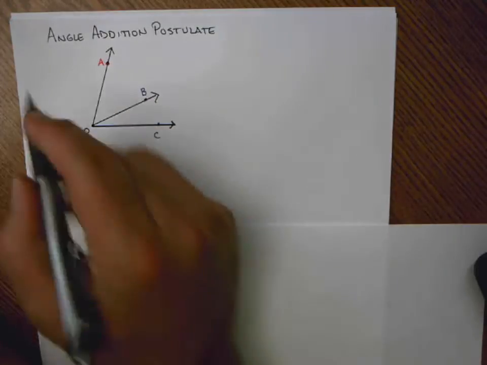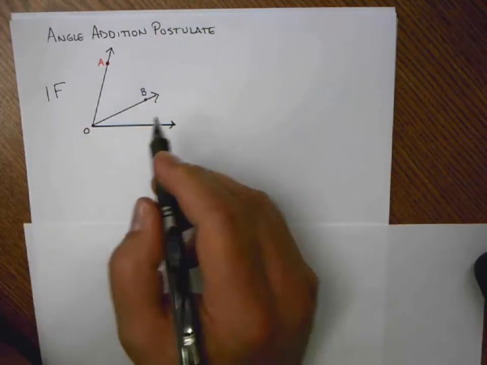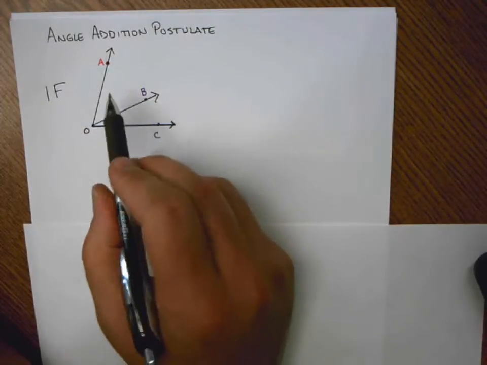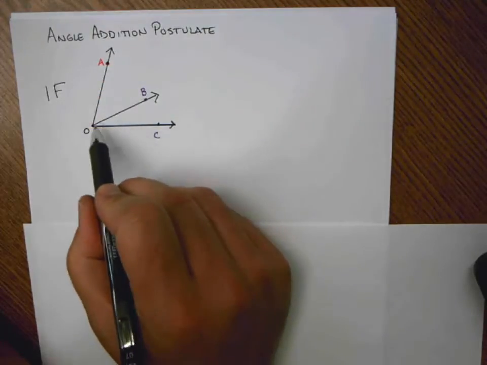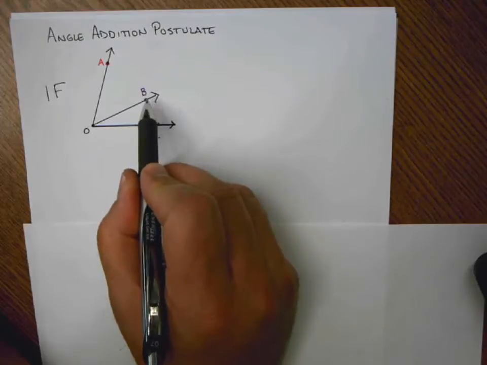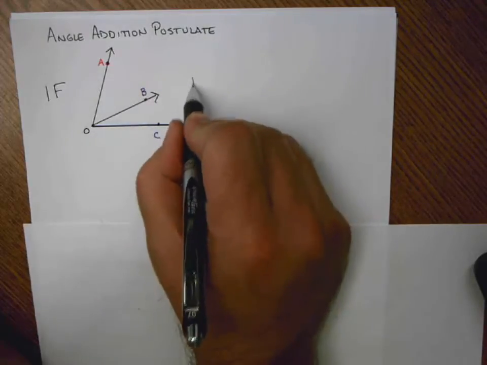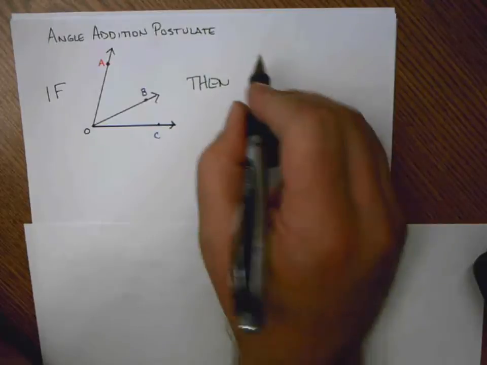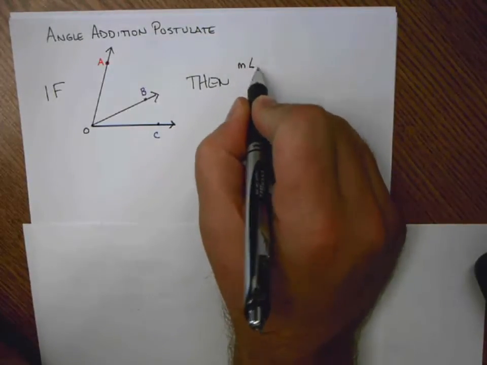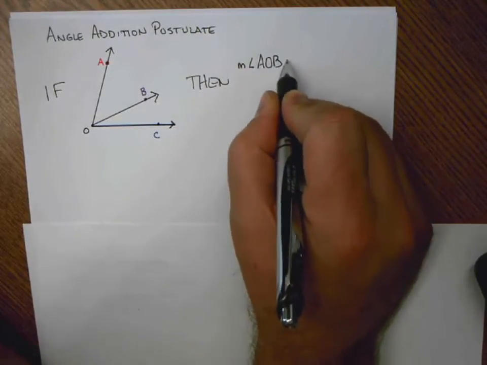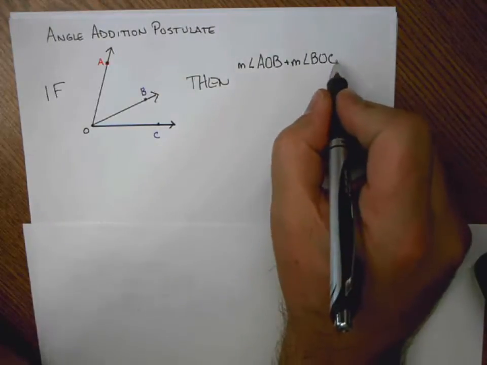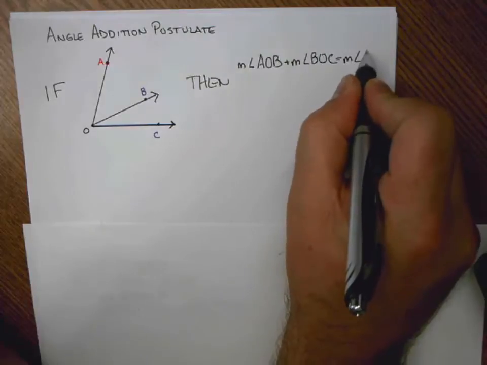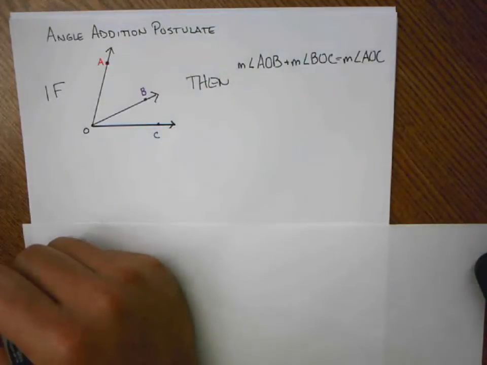In other words, if we begin with this picture, B on the interior of AOC and coplanar with AOC, then when we form ray OB, it produces angles such that the measure of angle AOB plus the measure of angle BOC will equal the measure of angle AOC. That's the angle addition postulate.